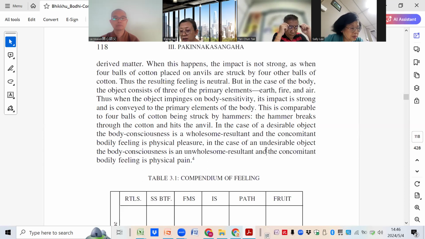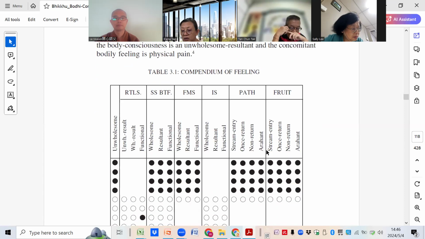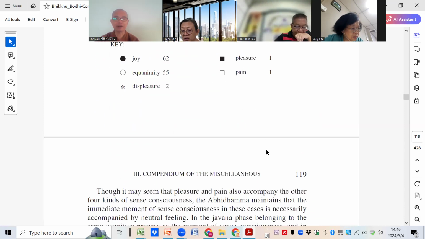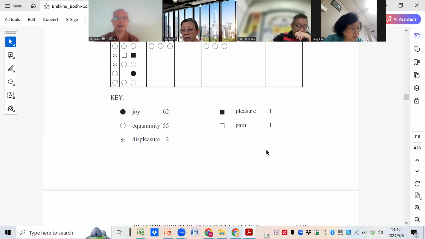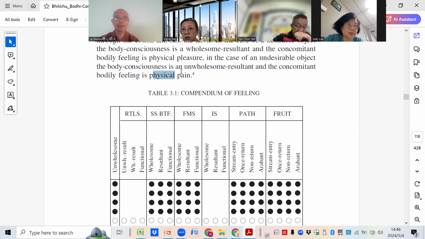In the case of a desirable object, the body consciousness is a wholesome resultant, and the concomitant bodily feeling is physical pleasure.